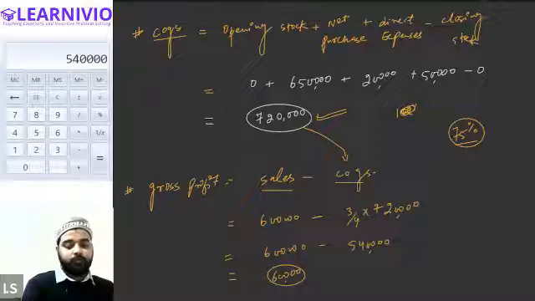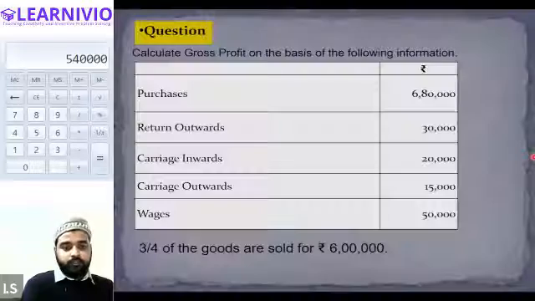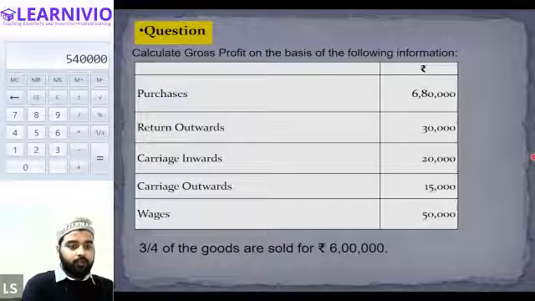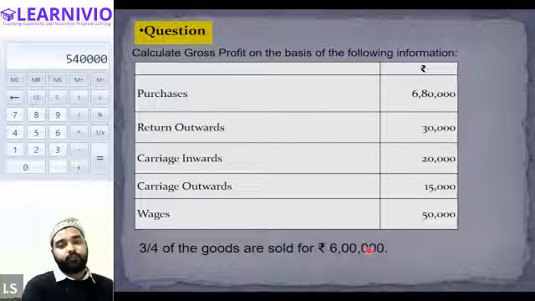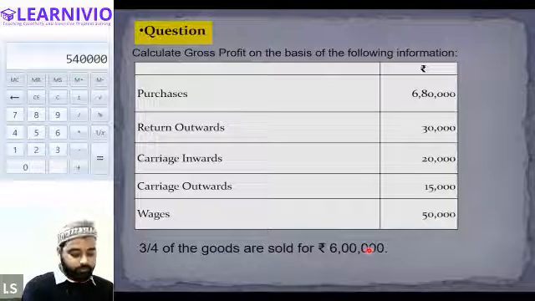Okay, very good. So guys, this is it for today's session. In today's class, we were talking about the cost of goods sold, how we calculate it, how we calculate the profit, gross profit, closing stock, all these things.